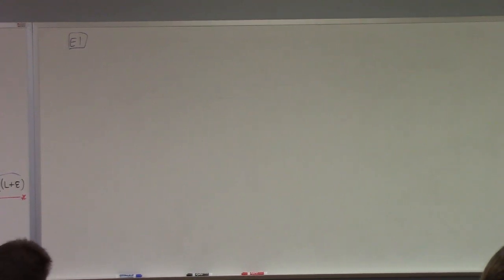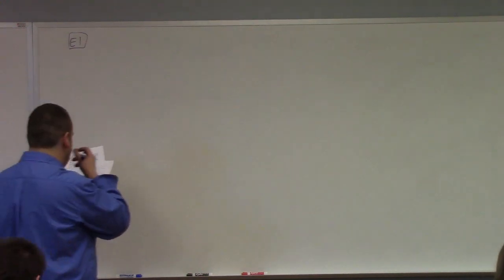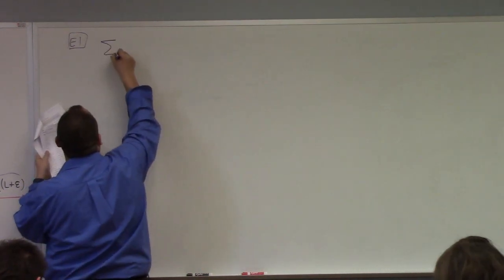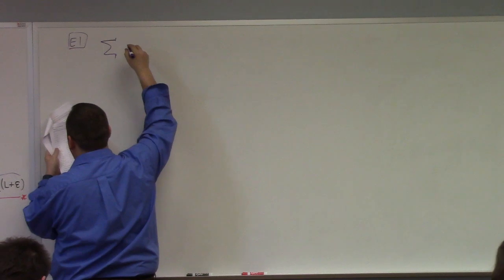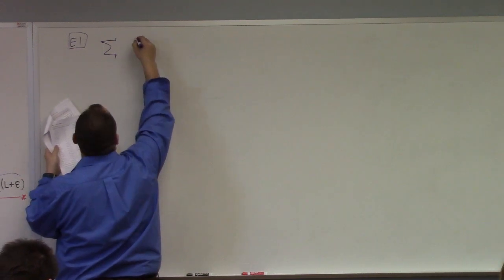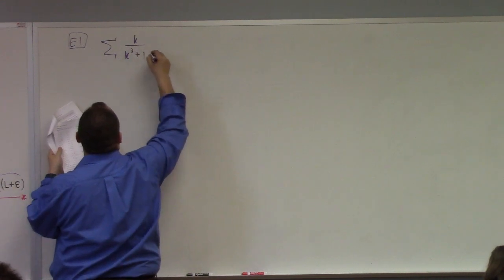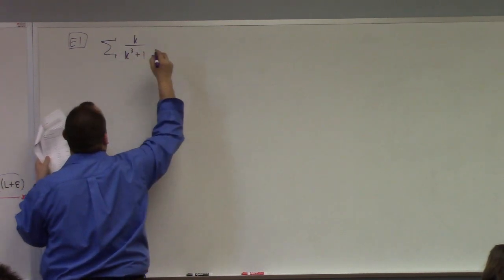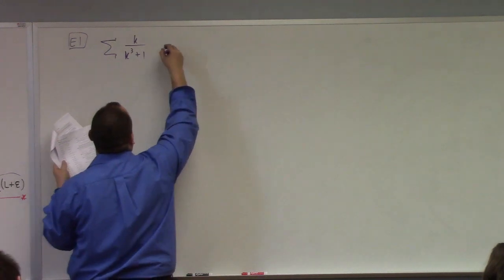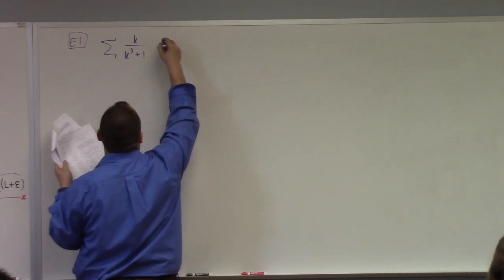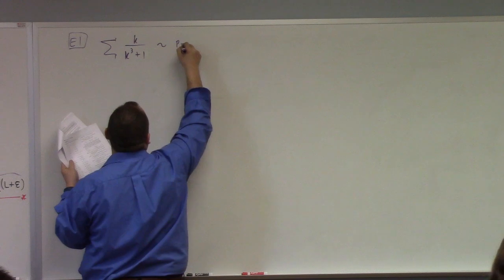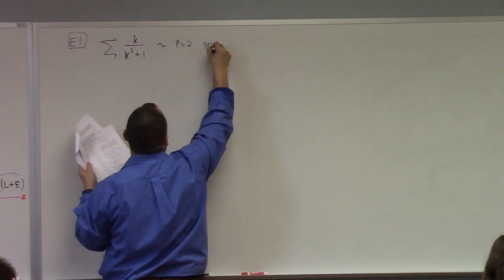Rather than using the examples in the book, which are great, I'm going to go to the end of the section and see if I can pick a problem. Some k over k cubed plus 1. All right. To me, this is sort of like a p equals 2 series, right?